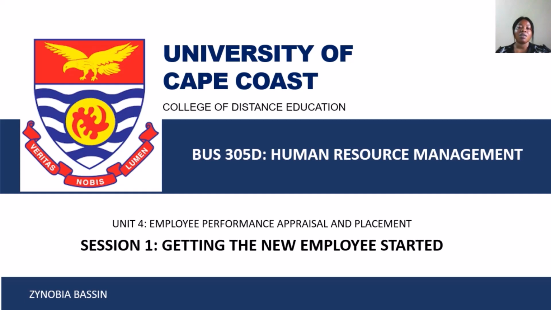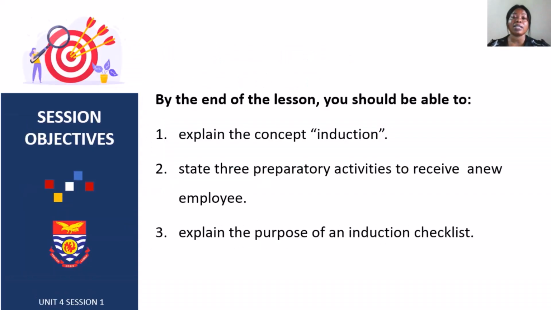In Unit 4, we are learning about employee performance appraisal and placement. Session 1, getting the new employee started on the job. After you've employed or selected the appropriate personnel that you've recruited for your job, how do you get them started on the job? At the end of this session, we should be able to explain the concept induction, state 3 preparatory activities to receive a new employee, and explain the purpose of an induction checklist.